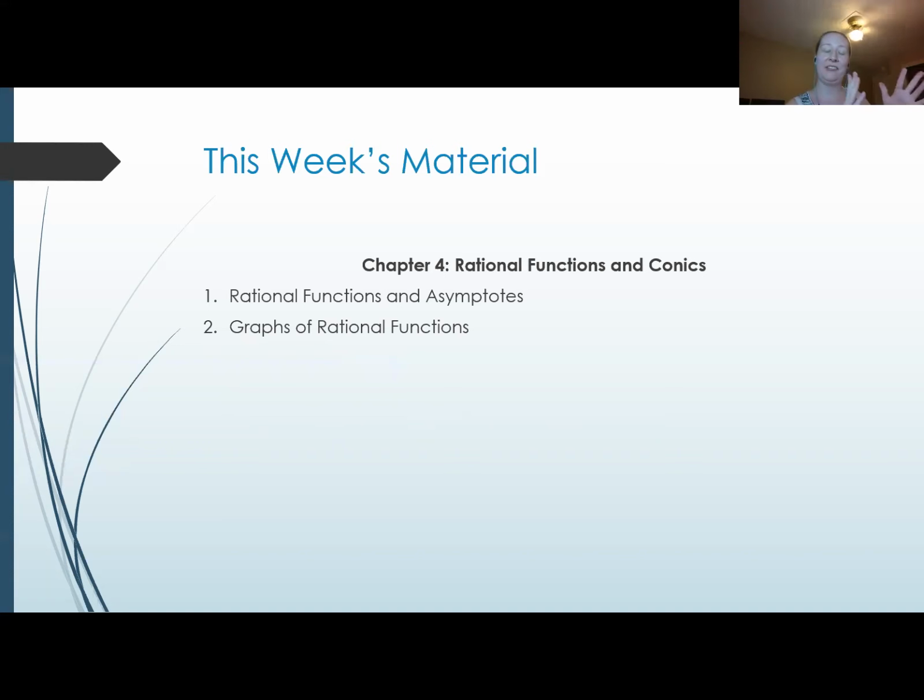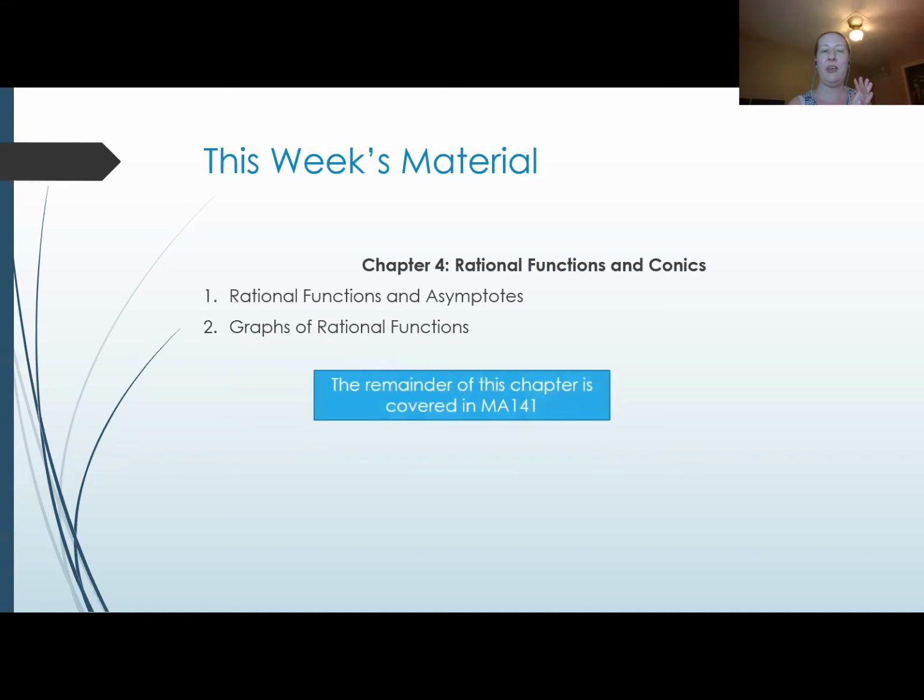We've got 4.1, which is rational functions and asymptotes, and then 4.2, which is graphs of rational functions. Everything else in chapter 4 is covered in pre-calculus, which is MA141, so we don't need to cover that here. So we're just covering 2 sections, which gives you a lot of time to catch up if you have things that you want to resubmit or you're a little behind. You have time to do that this week.